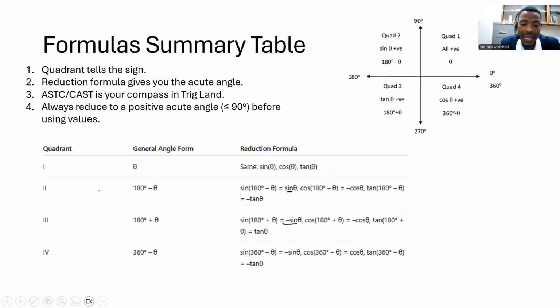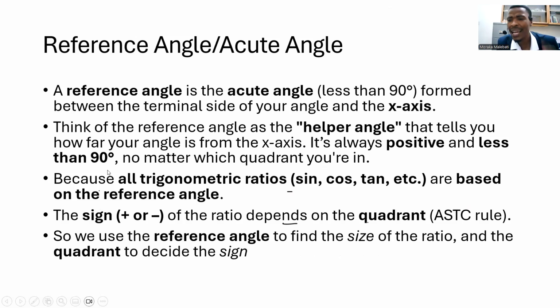Remember, today we are dealing with the very basics of trigonometry. Like I said, we're going to be dealing with the acute angle. So the reference angle is the acute angle, the angle less than 90, which is formed between the terminal side of your angle and the x-axis. Where you start is your starting point, and where you stop is your terminal side.